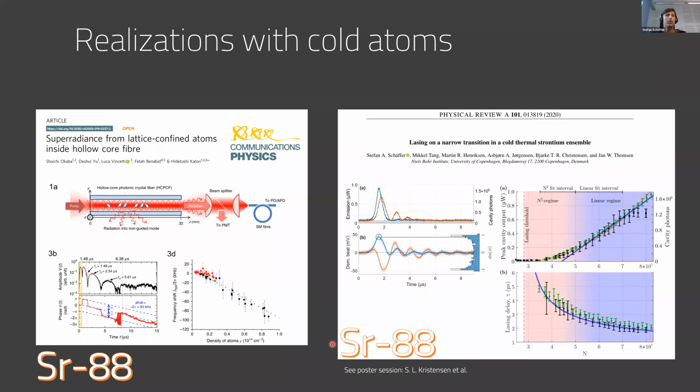There's also realizations on strontium-88. Strontium-88, the very narrow clock transition is not accessible unless you have large magnetic fields, but the 7.5 kilohertz line is a bit more easily accessible. So in the group of Hidetoshi Katori, they made experiments inside hollow core fibers, and at the University of Copenhagen, we've made some with atoms that are not confined in lattices, but rather are just thermally expanding inside of an optical cavity.